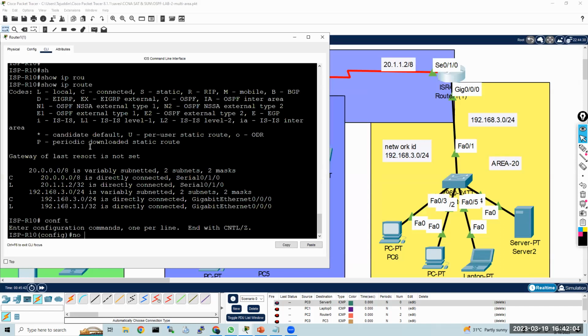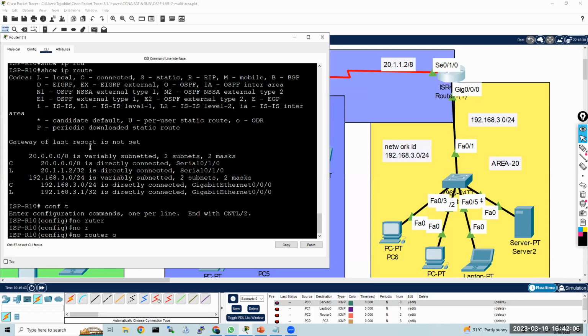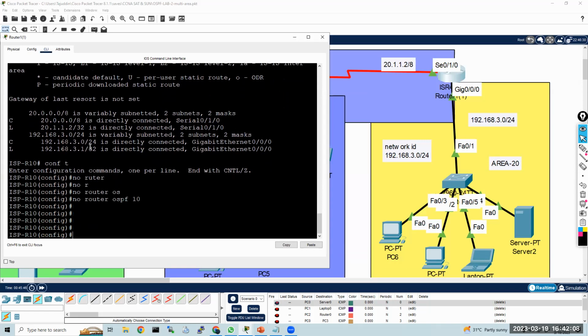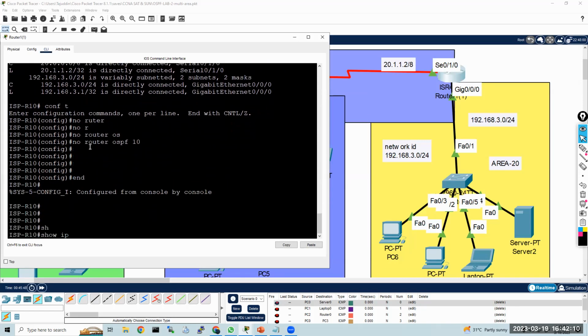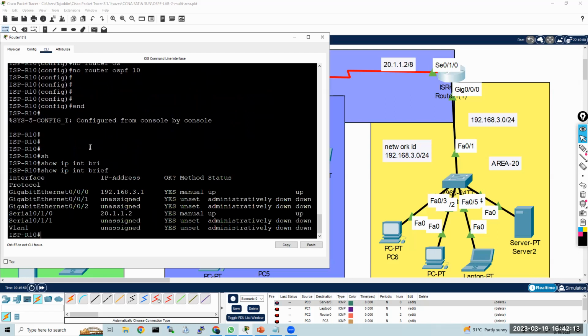Do it. Okay, no router OSPF 10. Show IP interface brief. Okay, this is 3 network, right? Yes. Okay, so let's configure once again.